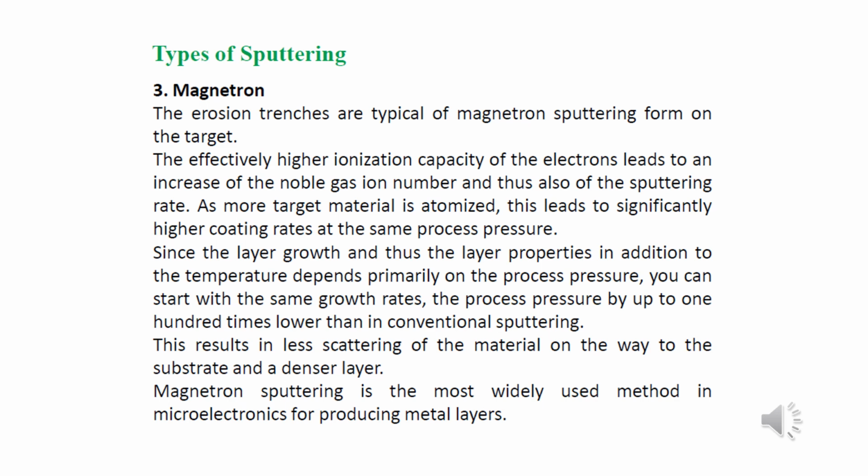Since the layer growth, and thus the layer properties, in addition to the temperature depends primarily on the process pressure, you can start with the same growth rates at a process pressure up to 100 times lower than in conventional sputtering. This results in less scattering of the material on the way to the substrate and a denser layer. Magnetron sputtering is the most widely used method in microelectronics for producing metal layers.